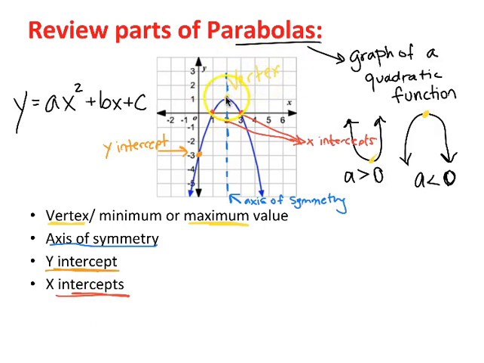So that's a review of some of the main features of parabolas: we always have a vertex, we always will have some x-intercepts, and then a y-intercept, and an axis of symmetry. And we're going to use these features to help us graph quadratic functions. We're going to look at how to do that on the next slide.